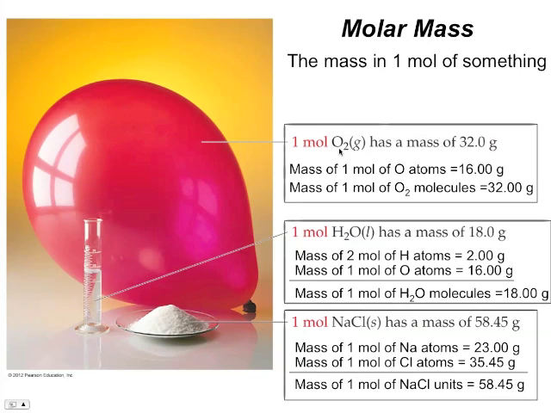So 1 mole of oxygen molecules consists of 2 moles of oxygen atoms total, so the molar mass of O2 is 32 grams. 1 mole of water consists of 2 moles of hydrogen atoms and 1 mole of oxygen atoms, and you add those together, you get a molar mass of 18 grams, and for sodium chloride, the molar mass is 58.45 grams.